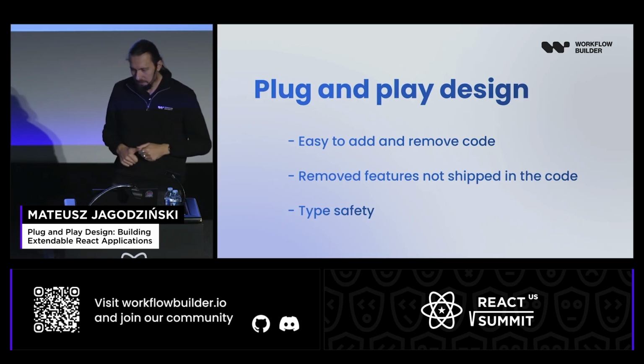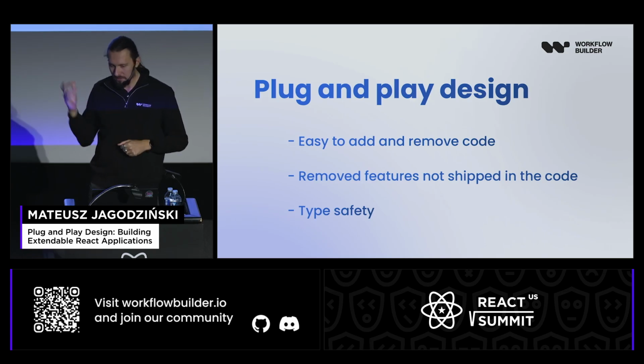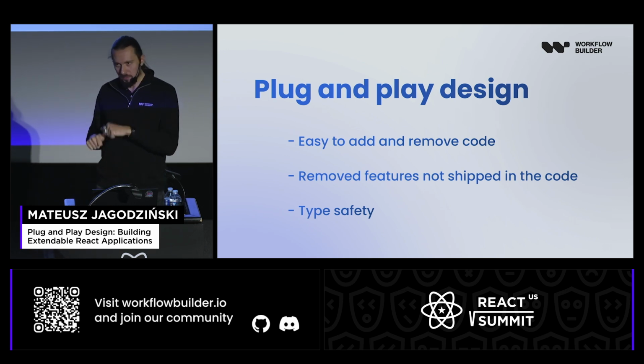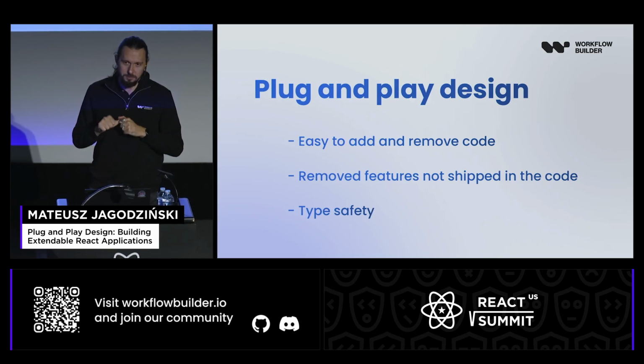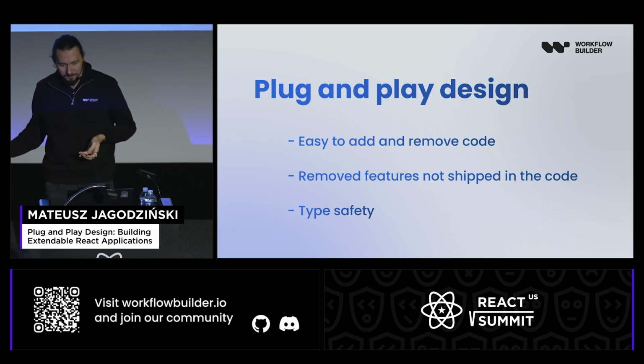A couple of things about this, as we call it, plug-and-play design. What constraints we had, what we tried to achieve, were these couple of things that you can see here. We needed a way to easily add and remove code, so we can prepare different builds. What we really wanted is to have removed features not shipped in the code, so basically a smaller bundle size, but also smaller source code in general, not shipping what is not needed.